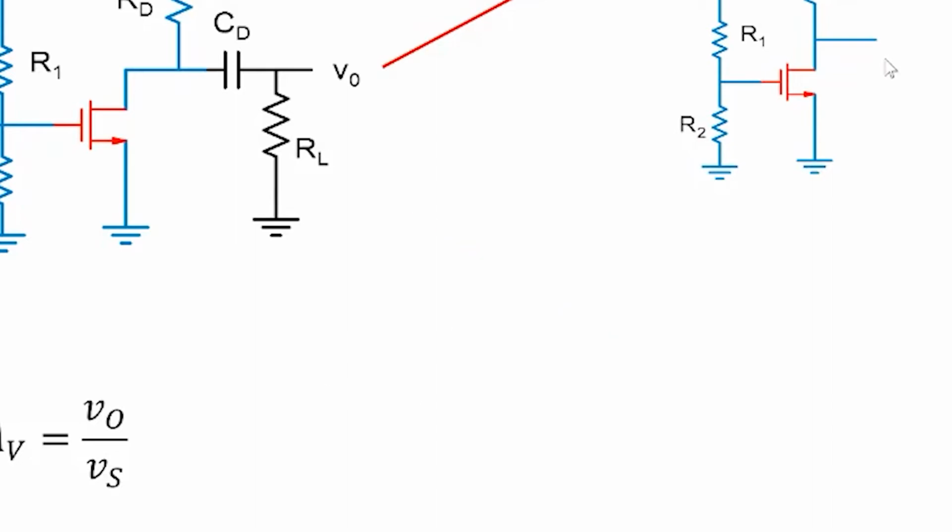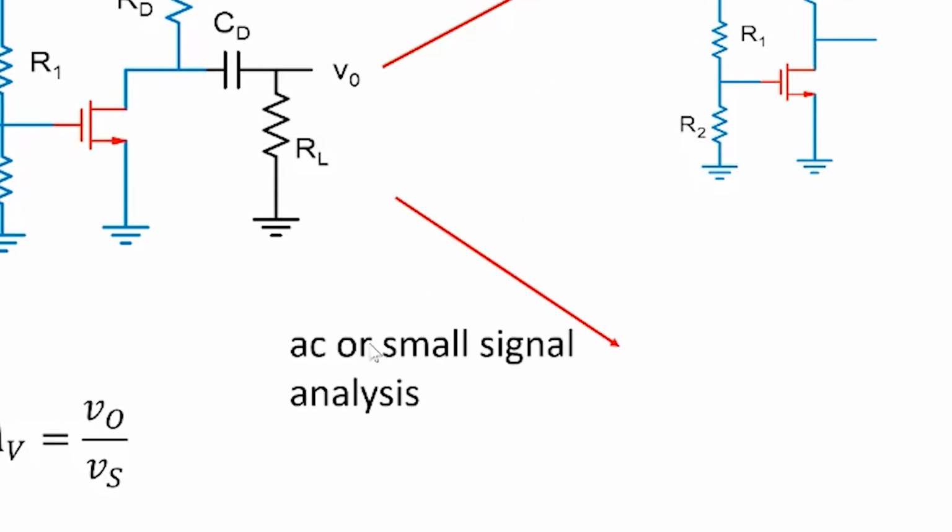And we analyze this particular circuit to determine how much is the DC current flowing through the MOSFET here. What is the voltage at this particular point? We'll see examples of this in today's lecture. And once we are done with this DC analysis, then we do what we call AC or small signal analysis. And when we are doing that, then we remove the DC sources.